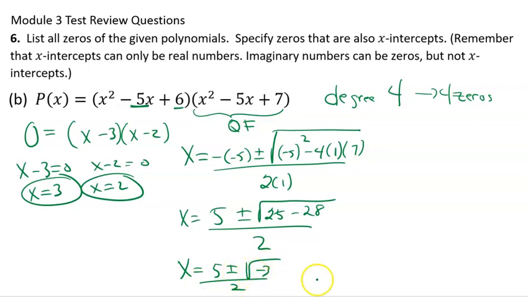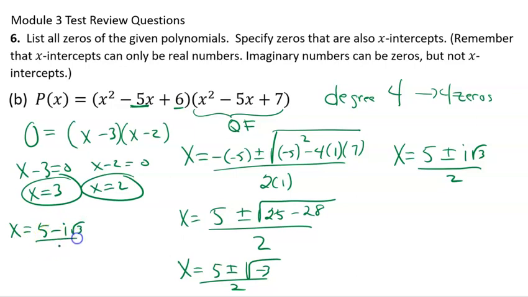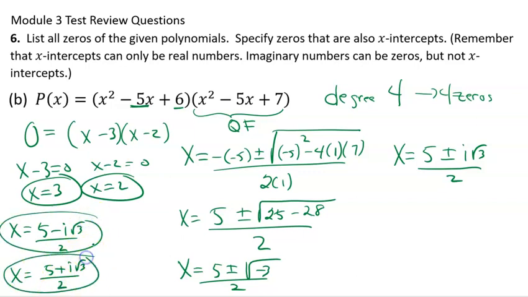Hey, look, I got the square root of a negative number. You know what that means. That's x equals 5 plus or minus i square root of 3 over 2. And so that's my other two zeros. So x is equal to 5 minus i square root of 3 over 2, and x is equal to 5 plus i square root of 3 over 2. There's all 4 zeros. But which ones of those are x-intercepts? Let's highlight them. Right there and right there.